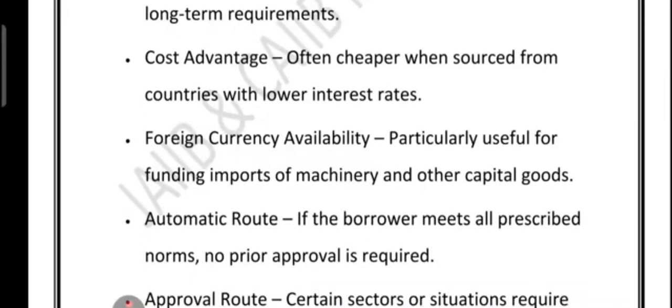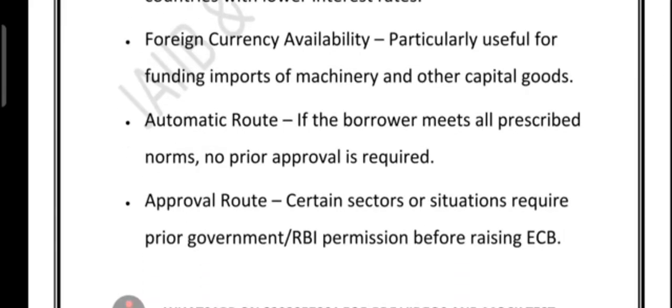Like suppose you want to build a new plant, or suppose you want to import expensive machinery. So the cost is the big advantage. Suppose the loan comes from a country where interest rates are lower, it can work out cheaper than borrowing in India. Now, when foreign currency is needed, for example, to buy capital goods from abroad, for that you need foreign currency. So ECB can be a perfect fit.